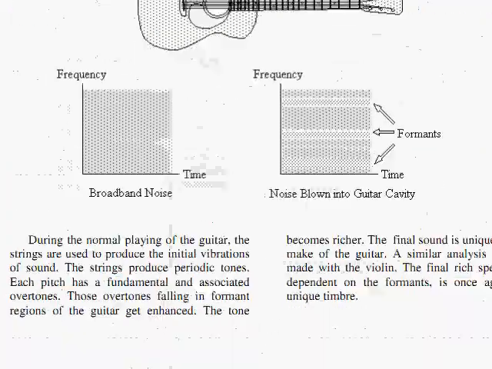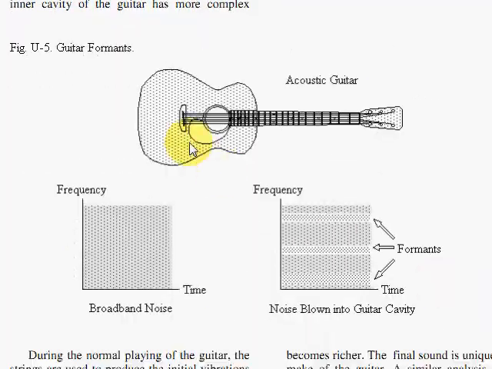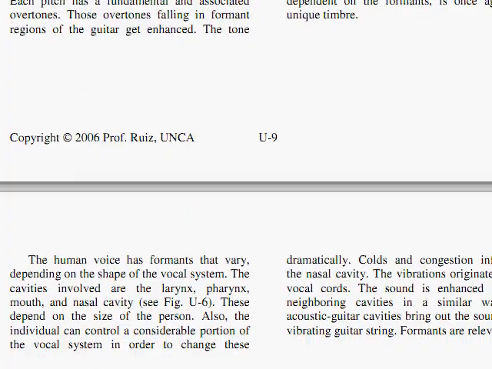Here's a guitar. We put in some white noise, and certain regions are enhanced because of the cavity and the wood and the structure of the guitar. These are called formant regions, the ones that come out enhanced in the spectrogram.